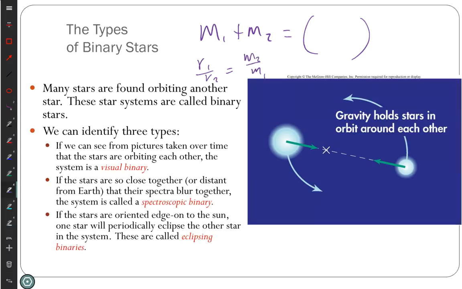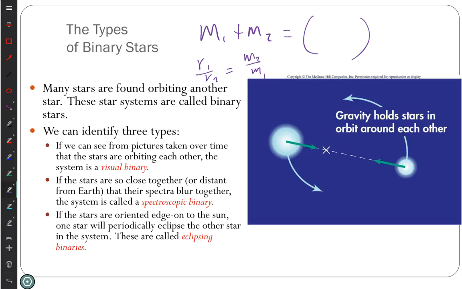Now, this slide, I went over a lot of things that are going to be coming up. This slide specifically is talking about the different types of binaries. When I talked about Mizar, I said when you look through a telescope, you can see that there are two stars. We call that a visual binary. It's not visual to the naked eye. It's visual using our optical instruments. So as long as a telescope can differentiate that there are two objects, that's a visual binary.